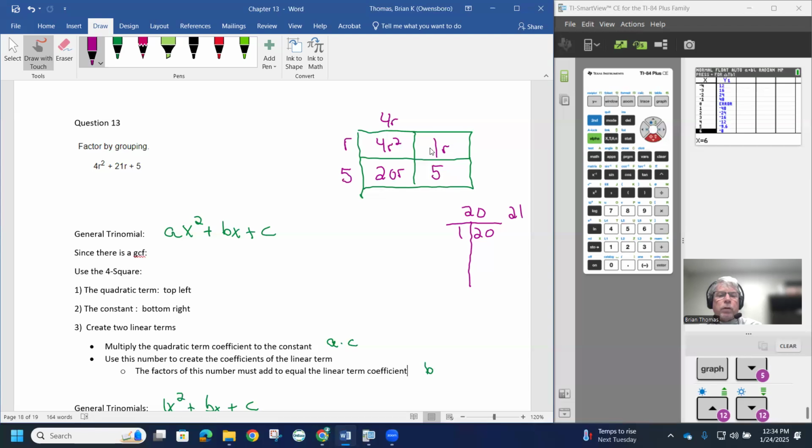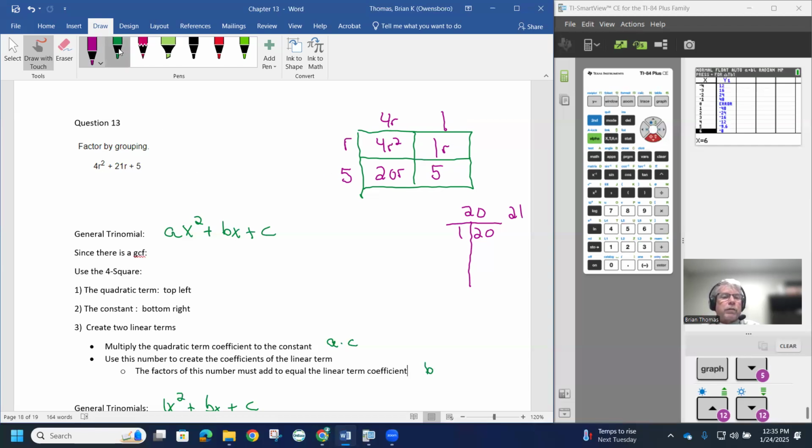So what times r would give me 1r? Well, since I have 1r, all I need really is a 1. 1 times r is 1r. Now notice this actually completes the rest of the problem because 4r times 5 does fill in this box. 4r times 5 is 20r, and 1 times 5 is 5. So notice how the rest of the problem is complete. So when I use factoring by grouping, I'm using my four square as my grouping strategy.